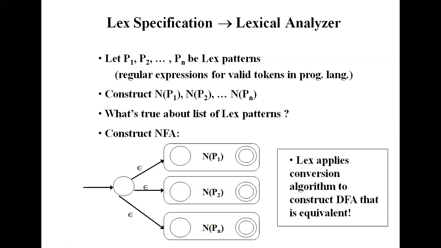Now, to construct the DFA that is equivalent to the NFA, right? This is an NFA. Now for this NFA, what we need to do is convert it to a DFA. We all know the process of conversion from NFA to DFA, right? This is about the lex specification for the lexical analyzer.